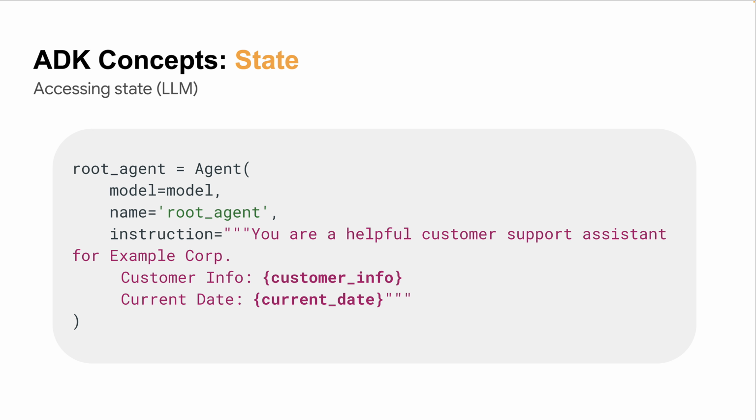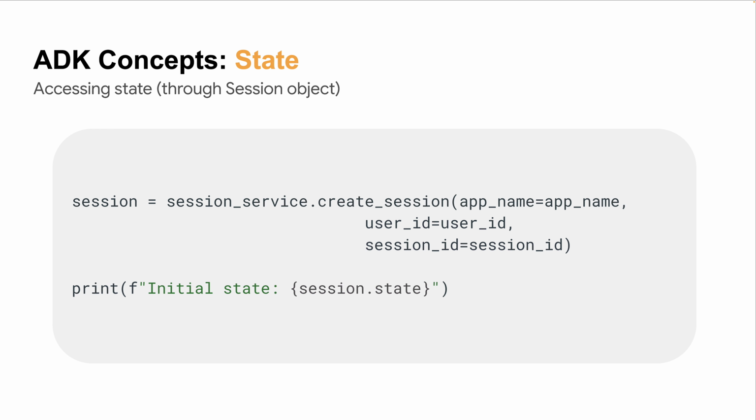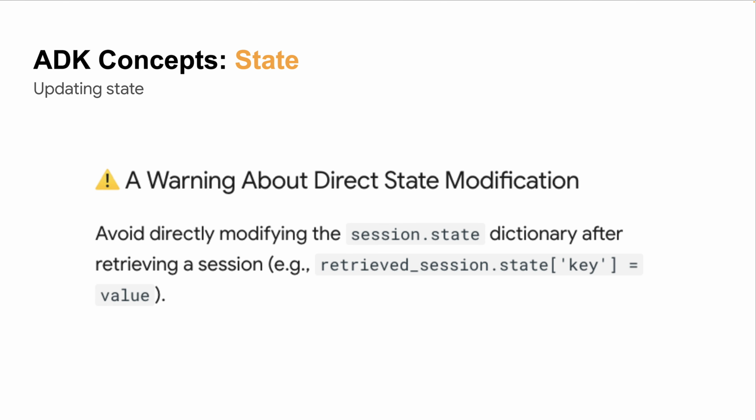To have the LLM access the state, you can simply put the state key inside curly braces in your prompts. As you see in this example here, we have customer info and current date as two keys in our state dictionary, and we are injecting their values into the prompt for the model. Note that the framework is taking care of that. To access the state, you can just grab the state attribute from the session service. Fairly straightforward. But here's a warning.